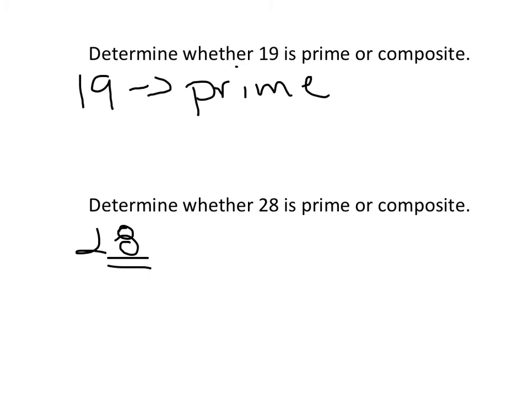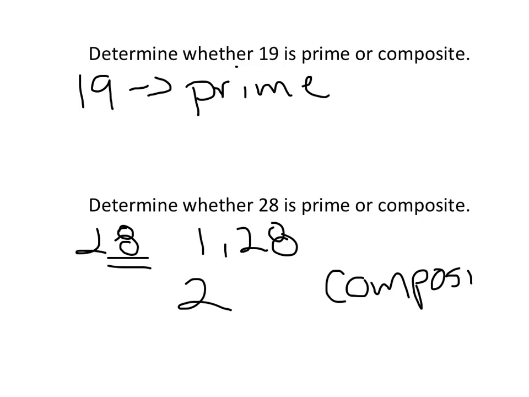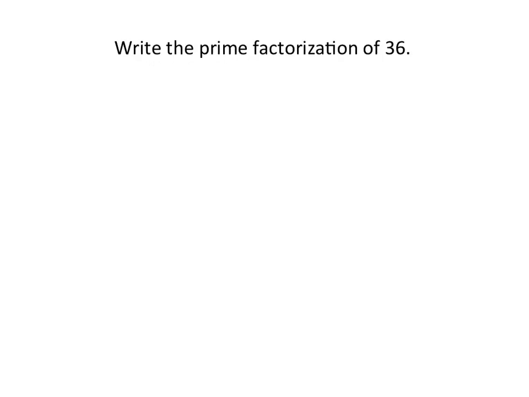I can look in the ones place, and that 8 is even. That means it's divisible by 2. So 2 is a factor of 28, besides 1 and itself. This is composite. And there you go, ladies and gentlemen. That's it.